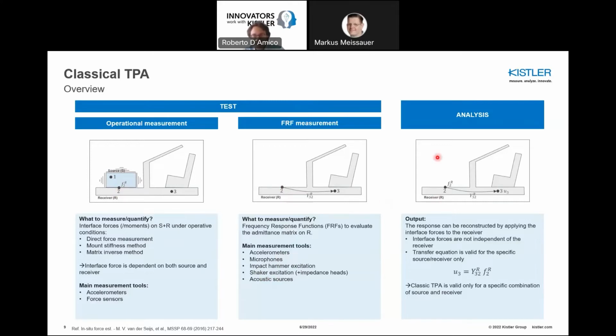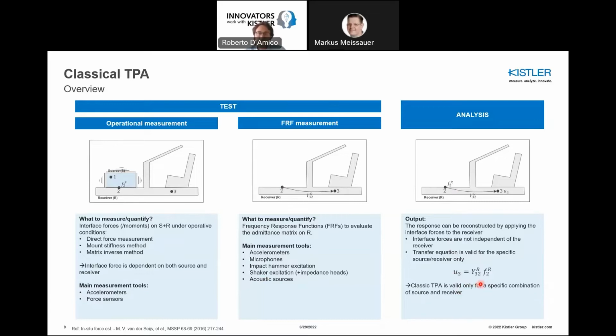Then we have the analysis phase. In the analysis phase, what you're actually doing is applying the load to the transfer function that you have measured. And this is done on the receiver only. With such a formula, you can actually calculate the response on the receiver. And this will be only related to the couple of source and receiver that you have at hand.